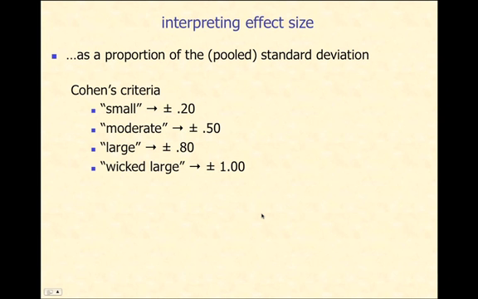So Cohen had some criteria for interpreting effect sizes. A small effect size, 0.20, that's 0.2 of one pooled standard deviation, or a moderate effect size, about half of a pooled standard deviation. A large, which would be 0.8 of one standard deviation, and we made this up, a wicked large one, which would be plus or minus one or more pooled standard deviations.